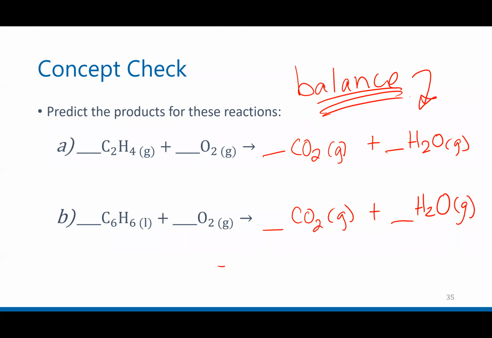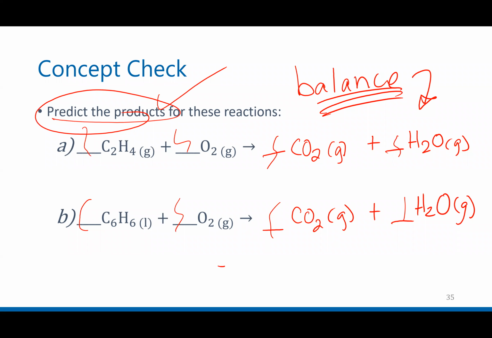So guys, I'm going to stop recording here. I'll get your worksheets up in the next 10 minutes. And for tomorrow, see if you guys can balance these equations. I've already predicted the products. I just need to balance these. Okay, these are hard. This is about as hard as balancing gets.